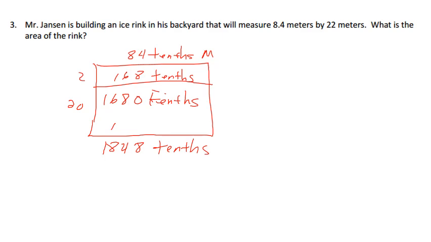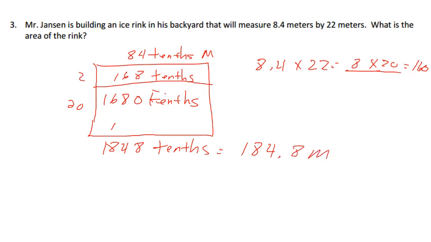Now we need to do an estimate here. With 8.4 times 22, we know that 8 times 22 would be close to 20, which means 160. So it'd be close to 160 meters. So in order for this to be close to 160 meters, it's going to have to be 184.8 meters.